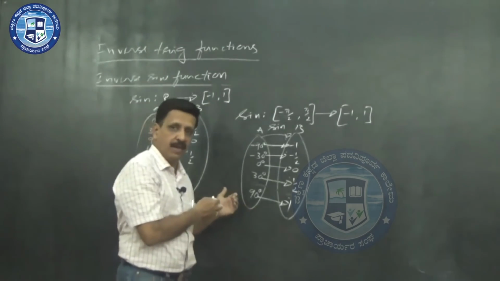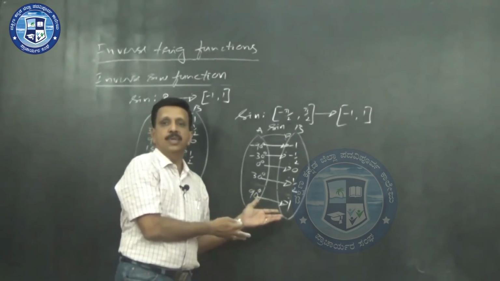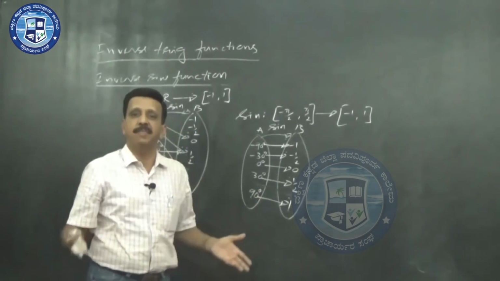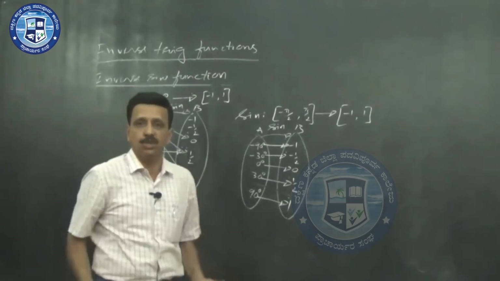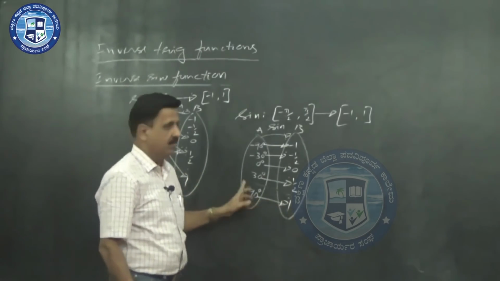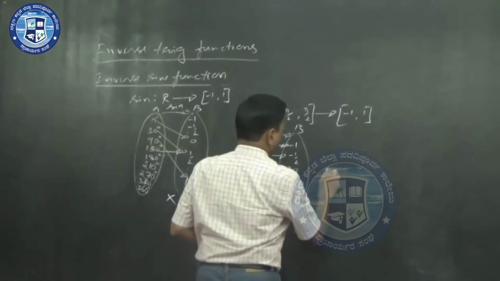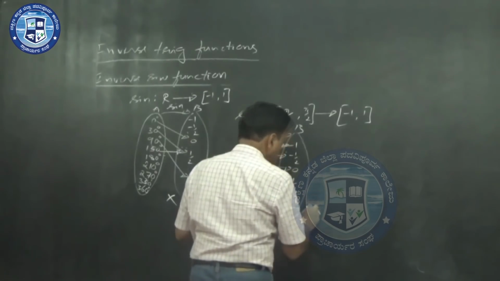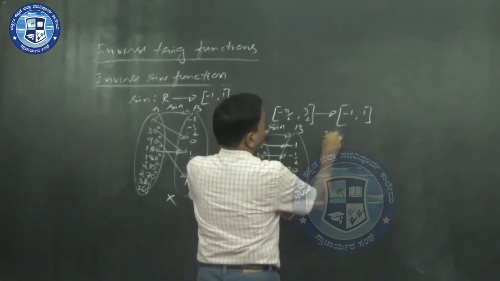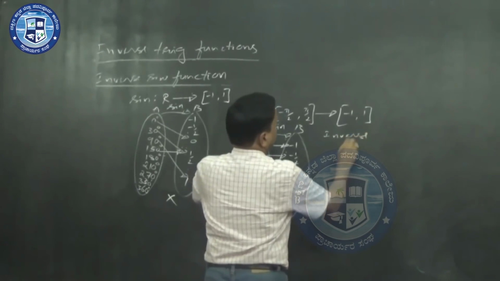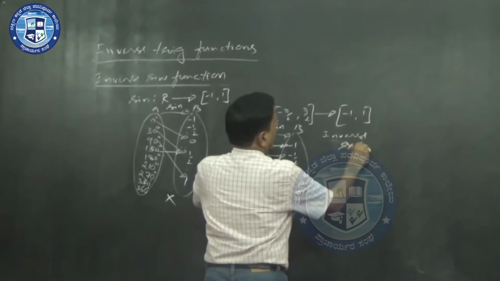Already said it is 1-1. And now I am telling it is onto. It is 1-1 as well as onto. Hence it is bijective. So inverse has to be defined for this. And if you write the inverse, then inverse exists for this. So if you consider like this, inverse exists.